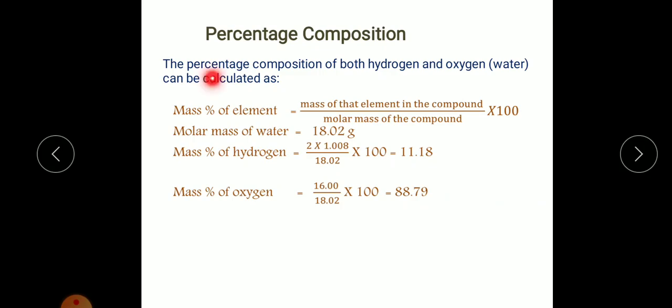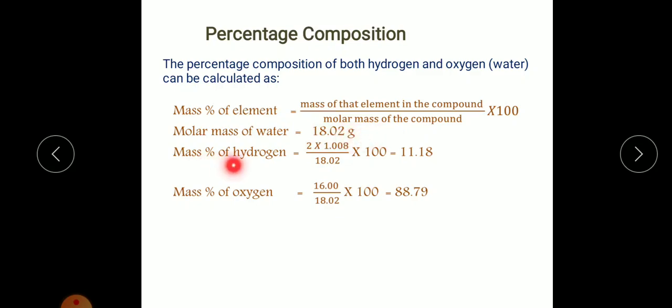Say for example, the percentage composition of both hydrogen and oxygen in water can be calculated as follows. We have got this formula: mass percent of element is mass of that element in a compound divided by molecular mass, or we call it molar mass of the compound, into 100. When you calculate the molecular mass or molar mass, it will come as 18. Remember that it will come as 18, or over here it is 18.02, since the weight of hydrogen is taken as 1.008. Now you can take simply 1. If you take 1, it will come as 18 gram.